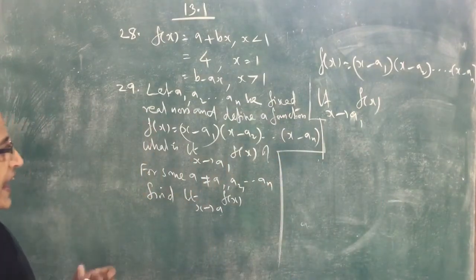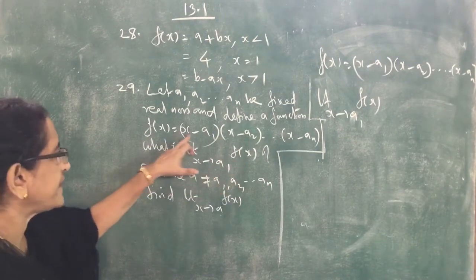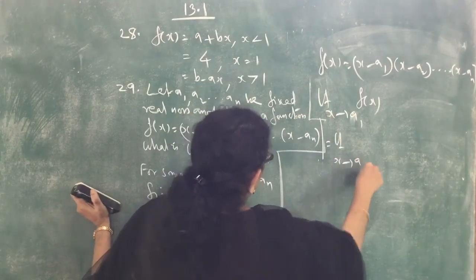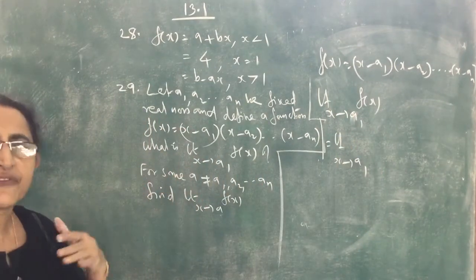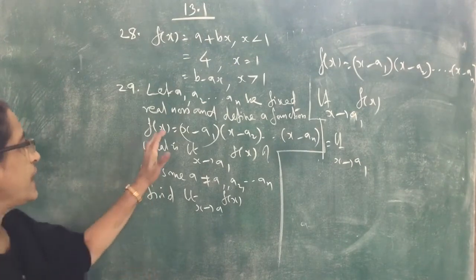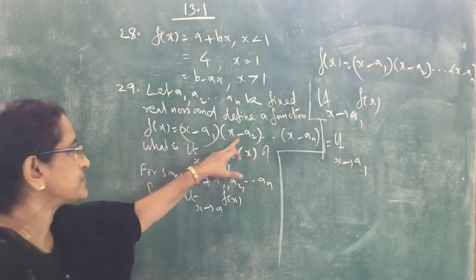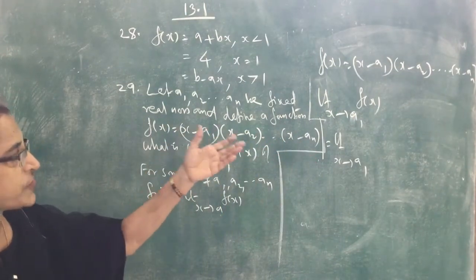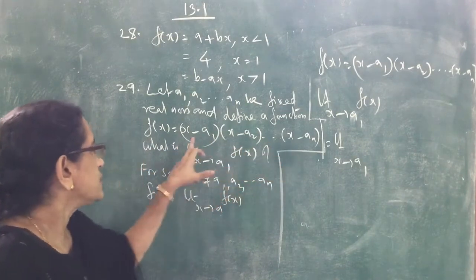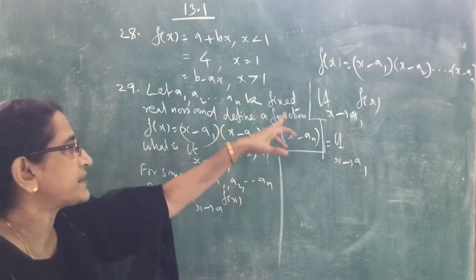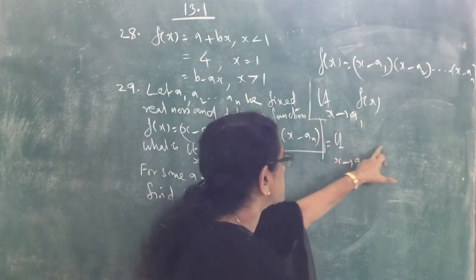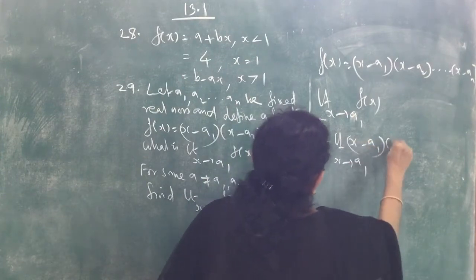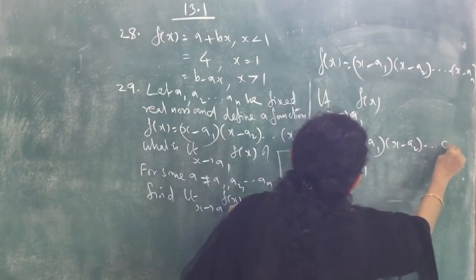So the limit x tends to a1 of f of x equal to, in this we can substitute f of x. f of x is equal to x minus a1 into x minus a2 into etc. x minus an. So in the place of f of x, we can write the given function. So that is x minus a1 into x minus a2 into etc.